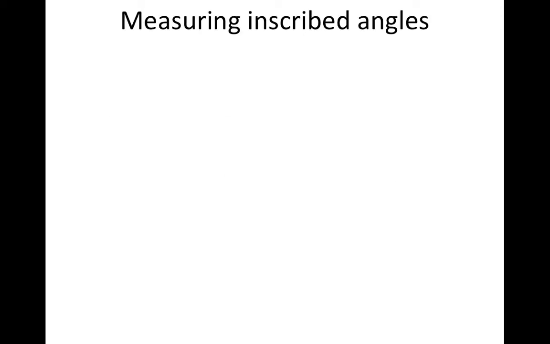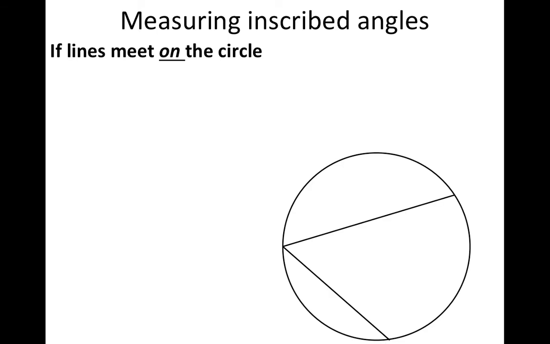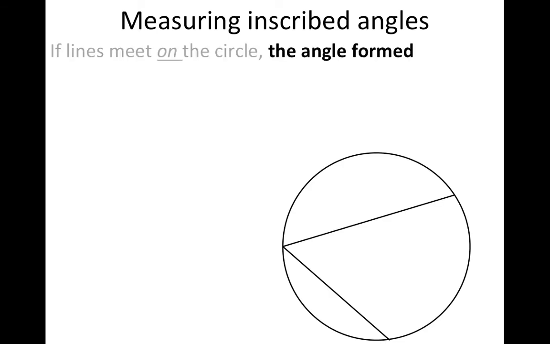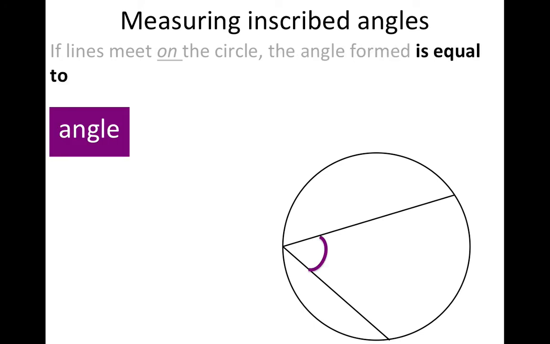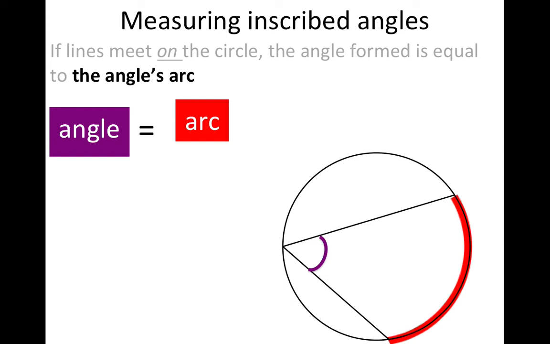So now we'll talk about measuring inscribed angles. Inscribed angles are what happen when the lines meet on the circle. So if the lines meet on the circle, again, it looks something like that, then the angle formed, there's the angle we're talking about, is equal to, so we'll set that equal to something, the angle's arc, so there's the arc of that angle, divided by 2. So there's my formula. The angle equals the arc divided by 2.